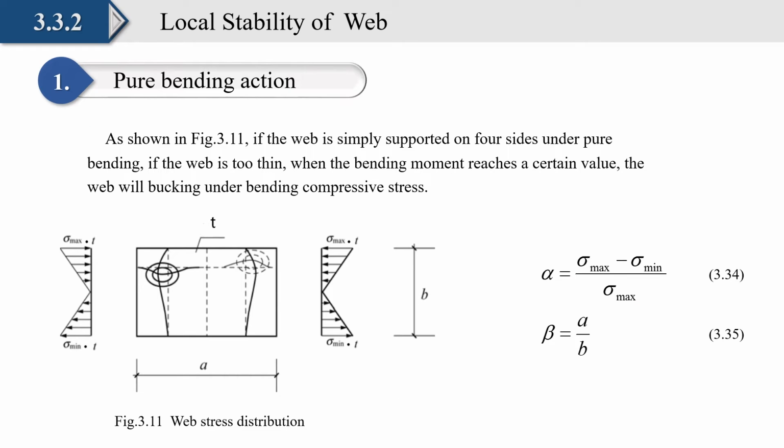Now here is the pure bending action. As shown in figure 3.11, the web is simply supported on 4 sides under pure bending. If the web is too thin, when the bending moment reaches a certain value, the web will buckle under bending compressive stress. Alpha could be expressed as formula 3.34, and beta could be expressed as formula 3.35.